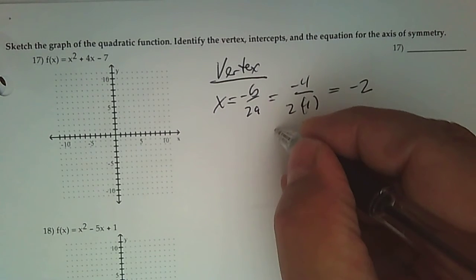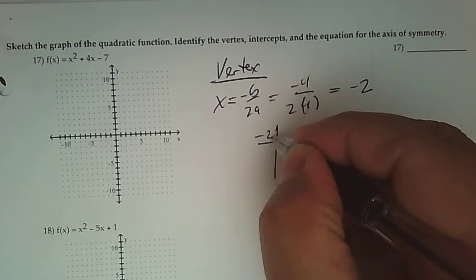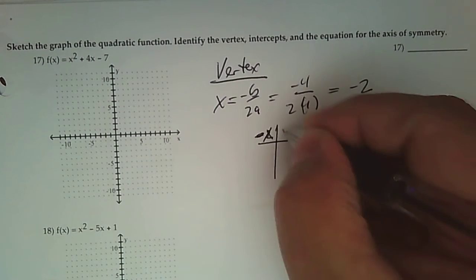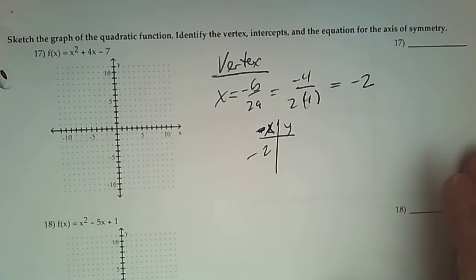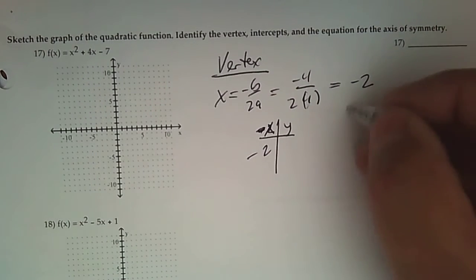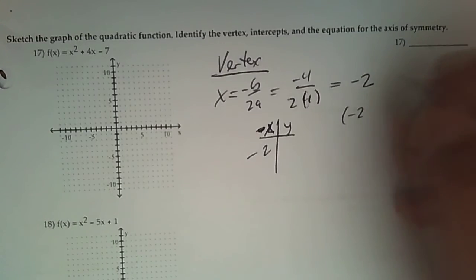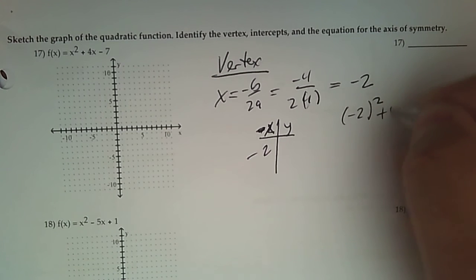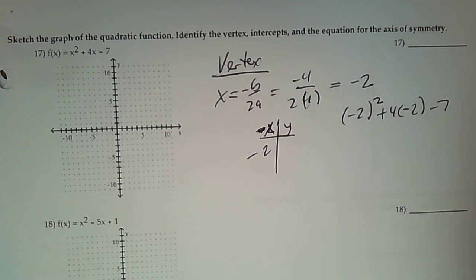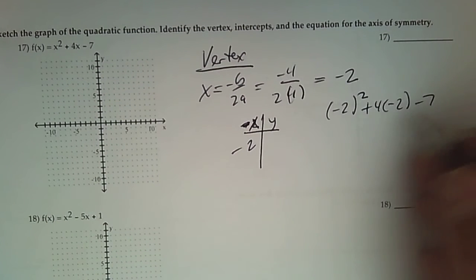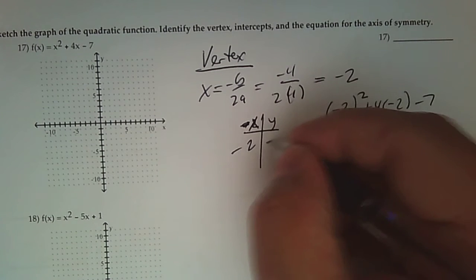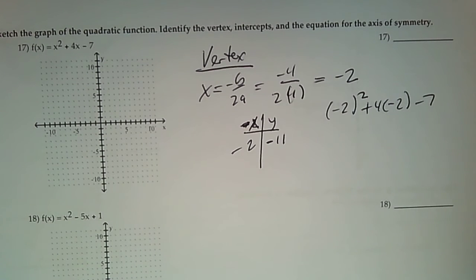So we're going to do a table of values starting at -2. Oops, that's x, that's y, -2. So what happens when I plug in -2? This takes a little more time than when it was in HK form. So I get 4 take away 8, -4, which is -11. So my vertex is at -11.